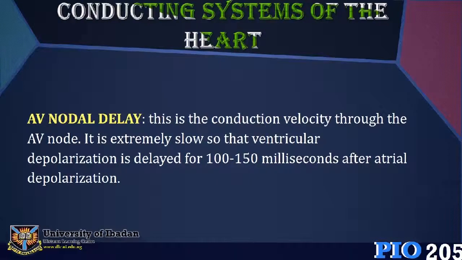AV nodal delay. This is the conduction velocity through the AV node. It is extremely slow, so that the ventricular depolarization is delayed for 100 to 150 milliseconds after atrial depolarization. This delay provides time for atrial contraction to occur, which enhances ventricular filling, especially in fast heart rates. The AV node is richly supplied by fibers from both sympathetic and vagal nerves, which affect the conduction of impulses.